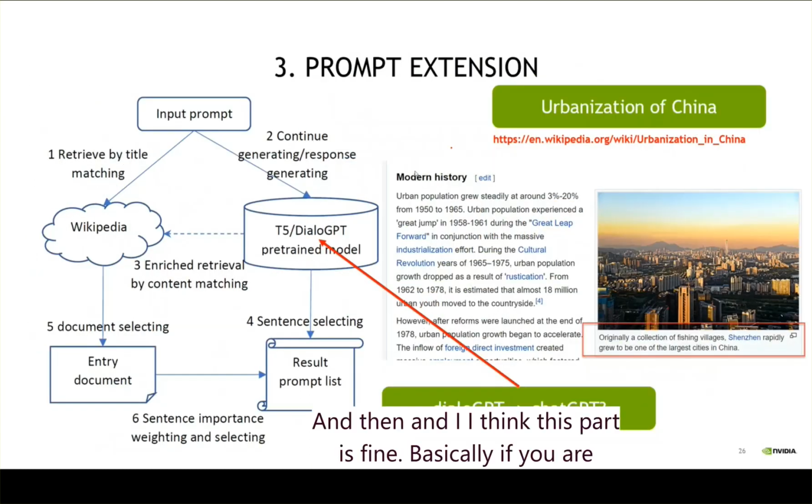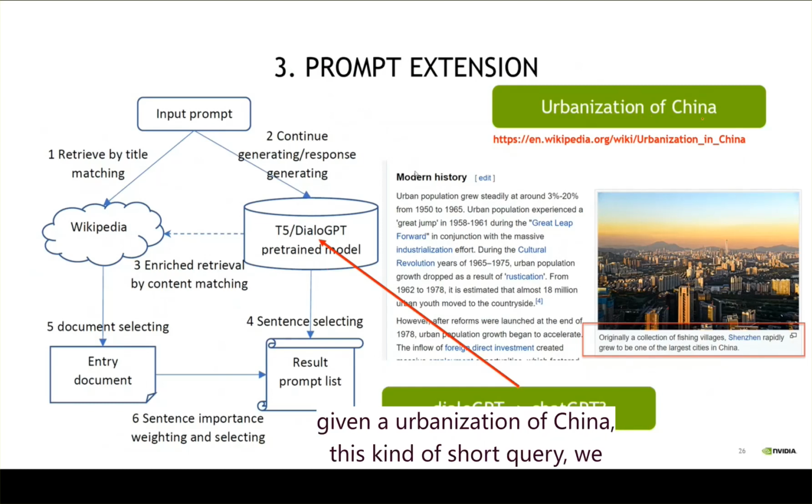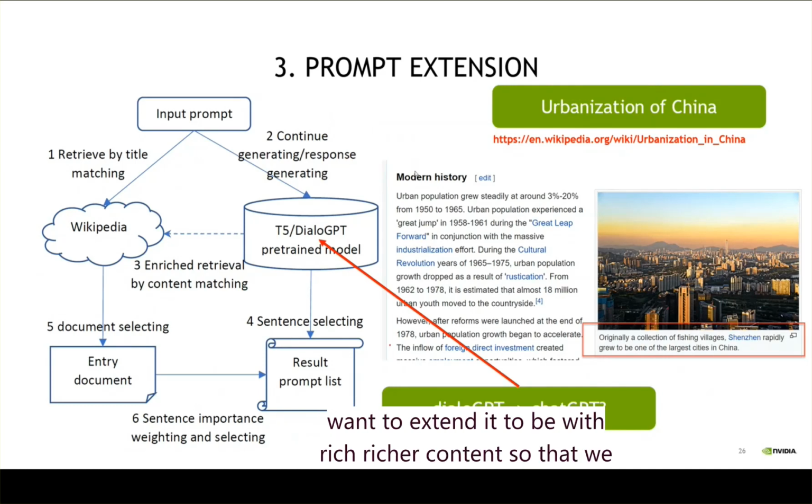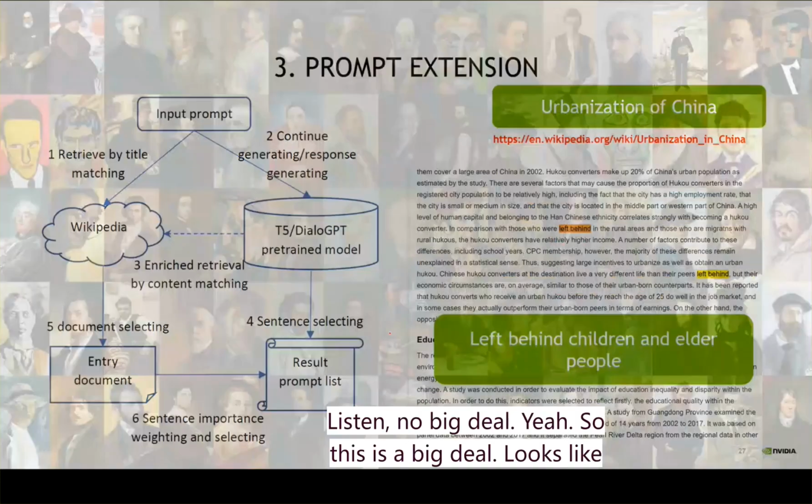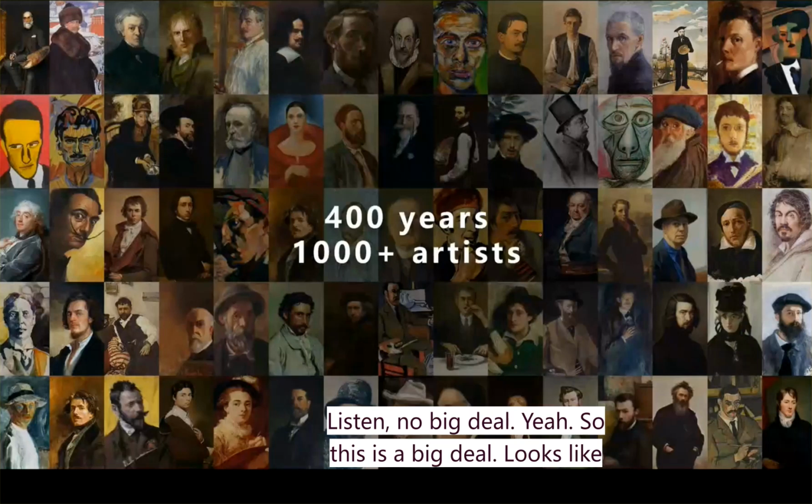And then I think this part is fine. So basically, if you are given "urbanization of China," this kind of short query, we want to extend it with richer content so that we can ask the model to generate more fantastic, more interesting things. This is no big deal. Yeah, this is a big deal, looks like.